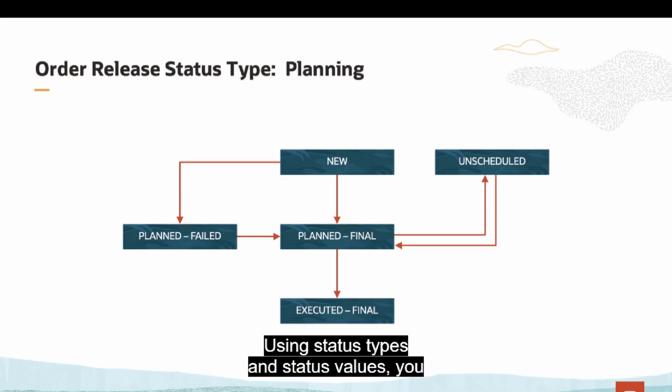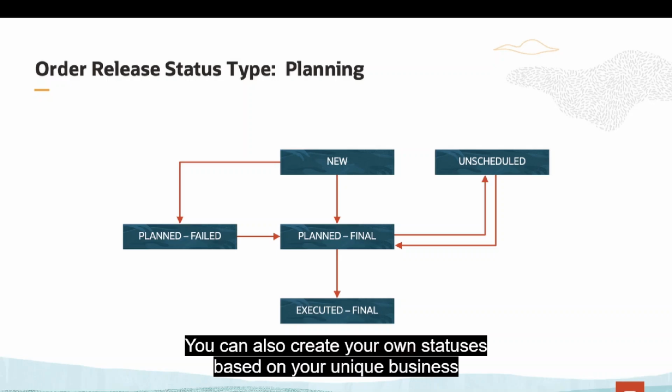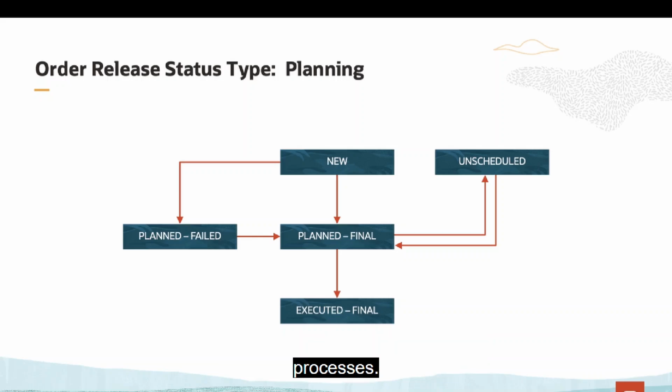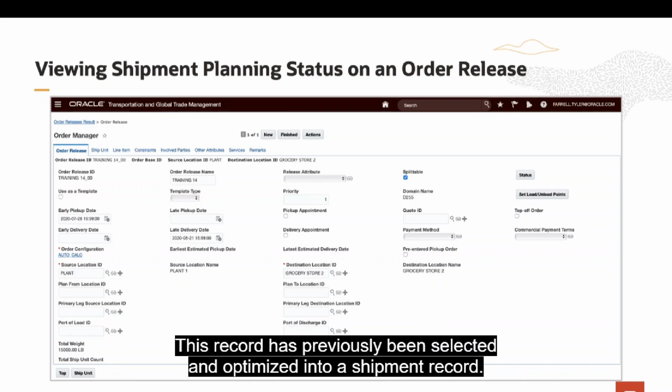Using status types and status values, you can see where a business object is within the OTM process. You can also create your own statuses based on your unique business processes. Depicted here is an example of an order release record. This record has previously been selected and optimized into a shipment record.